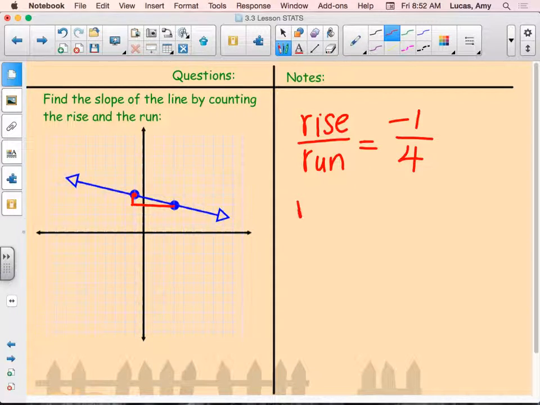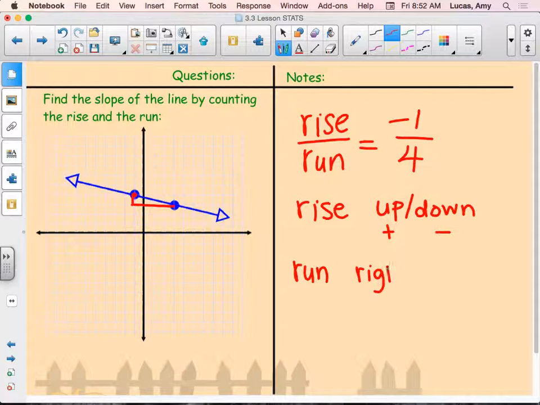So for the rise, you're going up or down. Up would be a positive, down would be a negative. And when you run, you're always going over to the right. Because if we start out at the point on the left, you're always moving to the right. So up or down will give us the positive or negative sign on the slope. And then running over to the right, that's always going to be the positive direction. So this line is going downhill from left to right. It makes sense my slope is negative.